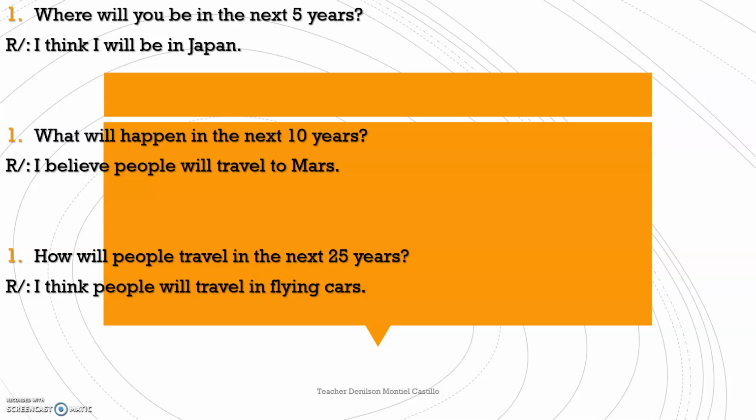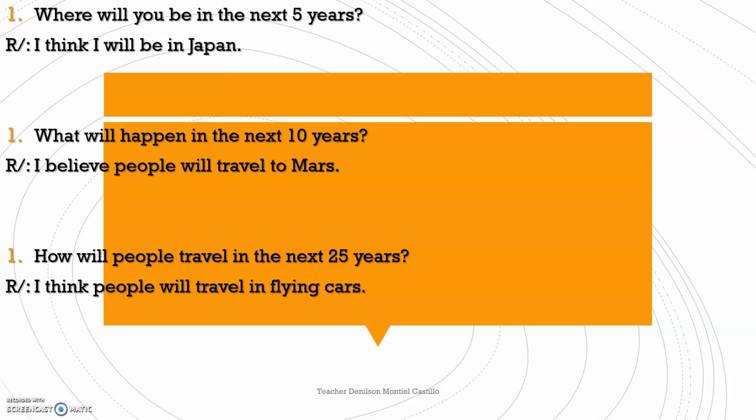In this kind of questions, we need information. Where will you be in the next 5 years? I think I will be in Japan. Oh, yes, now I know where you will be in the next 5 years. Now that is better, right? So, in the next examples, what will happen in the next 10 years? I believe people will travel to Mars. Okay, now I know what will happen in the next 10 years. Or how will people travel in the next 25 years? I think people will travel in flying cars.